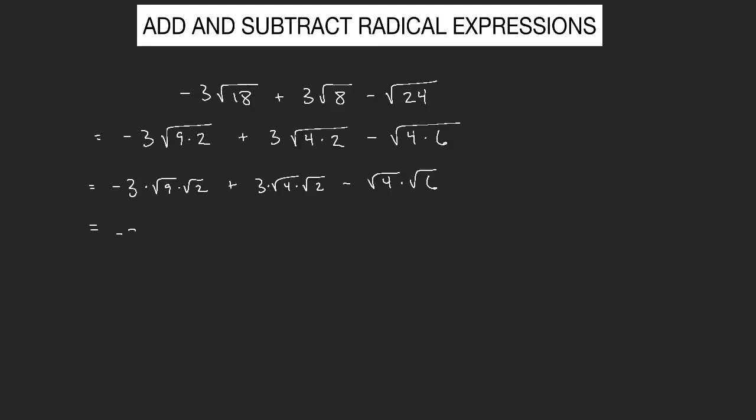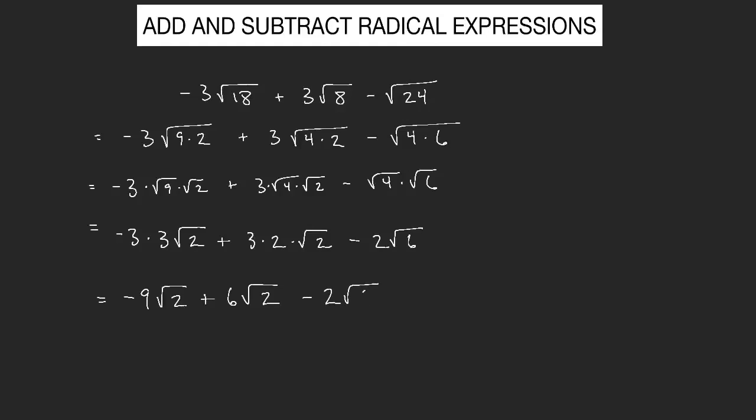So that equals negative 3 times 3 times root 2 plus 3 times 2 times root 2 minus 2 times root 6. We're simply taking the squares of what we can, so the square root of 9 turns into 3, and the square root of 4 turns into 2 in both places. Same exact thing we've been doing. Now negative 3 times 3 is negative 9 times root 2, plus 3 times 2 is 6 times root 2, and minus 2 times root 6.